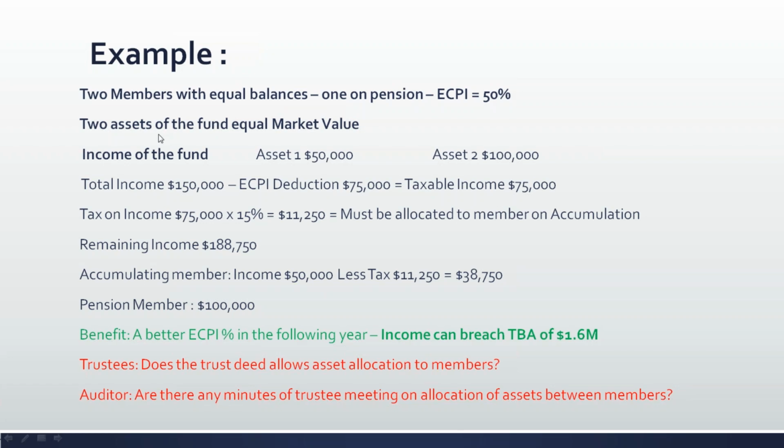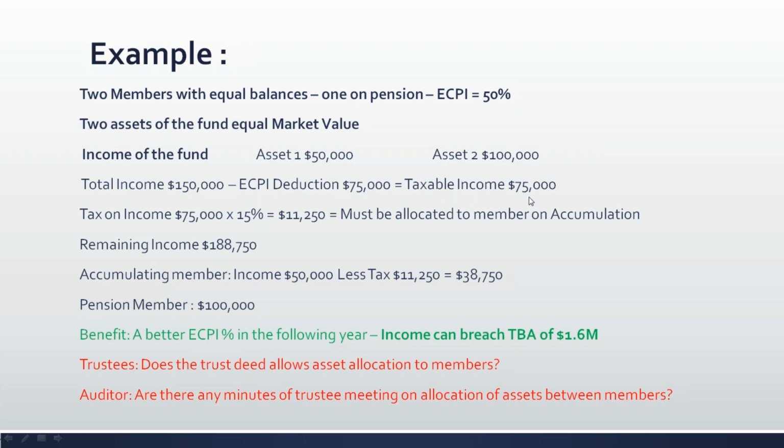Let's say there are two assets and they have equal market value. Say there are two properties side by side and they are of equal value. One property was empty for half the year and the other property had a tenant the whole year. So asset one earned $50,000 and asset two earned $100,000. The total income of the fund is 150,000. Because one member is on pension, half the income is deductible. So the exempt current pension income deduction is 75,000.